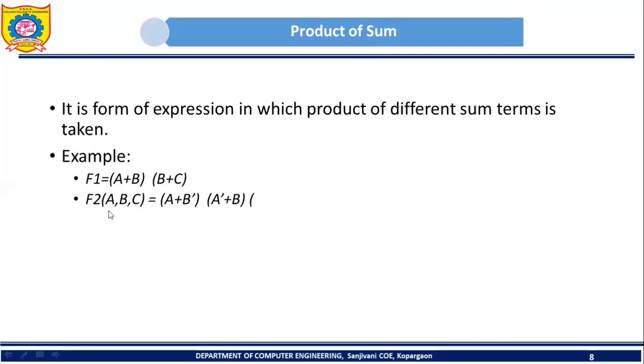Consider one more example. Suppose we have another function of three variables A, B, C, and it is defined like this. The first term in brackets is A or B prime, in the other bracket A prime or B, and in the third bracket A or C. Here we can see how many sum terms? Three sum terms. So this is the first one.